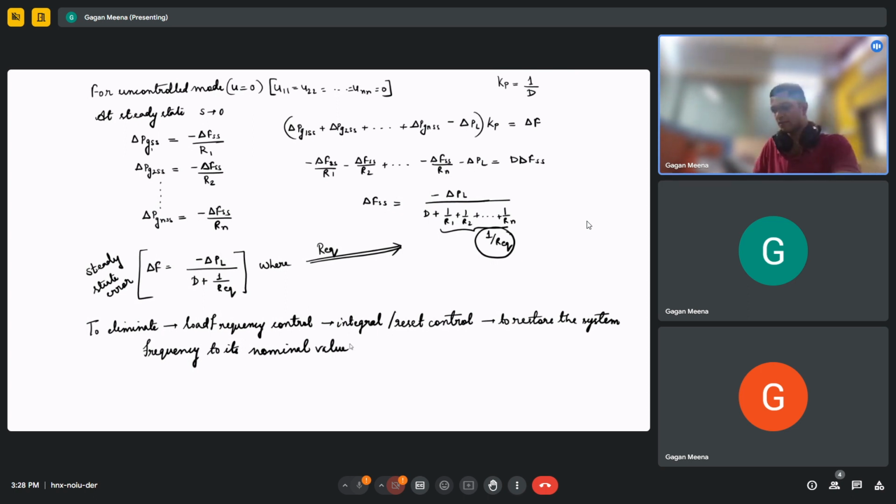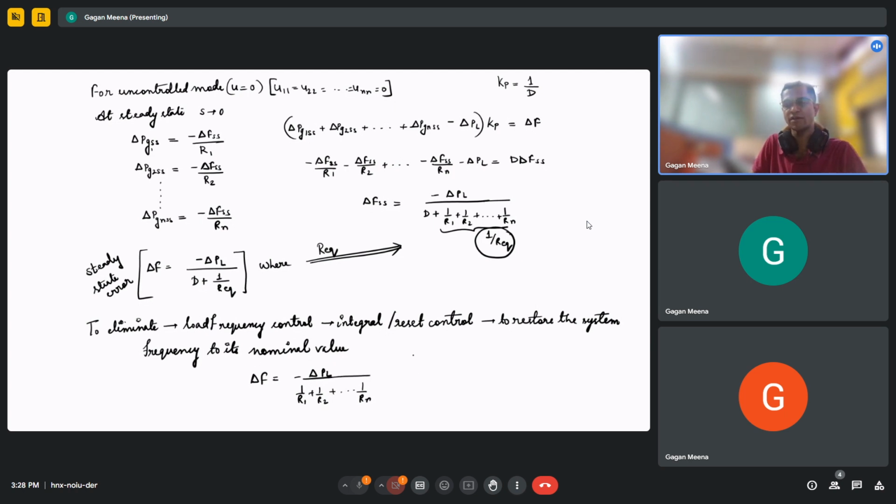Now we'll see using this equation how parallel generators help us. Even without using control, using a parallel combination of generators is very helpful. Let us see. If you assume that D is already very small, Kp is 120, so D is 1 by 120. If we neglect D, delta F is minus delta PL divided by 1 by R1 plus 1 by R2 and so on up to 1 by Rn.